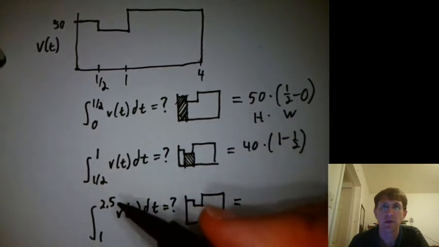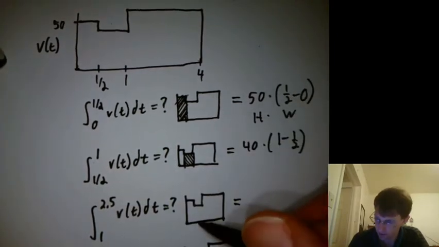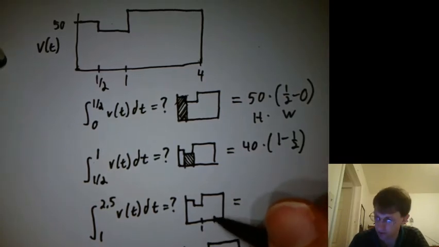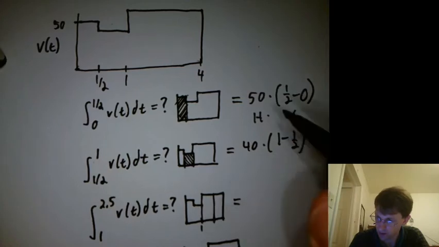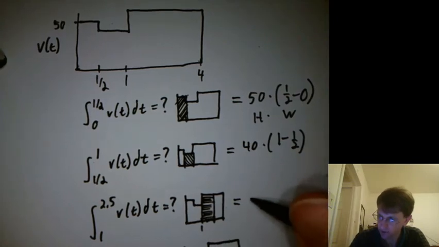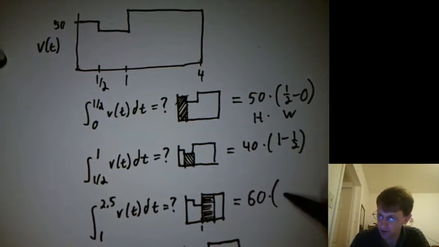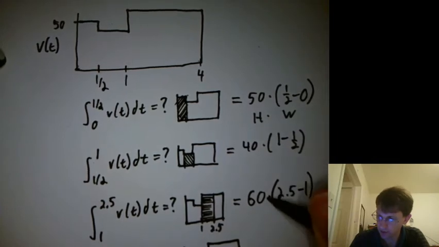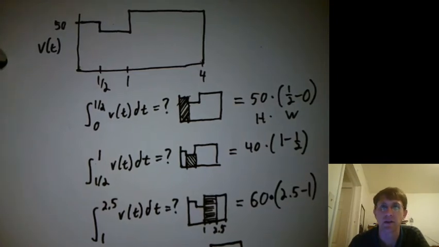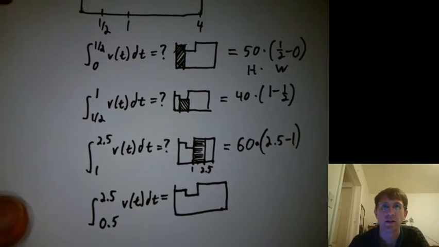How about the integral from 1 to 2.5? Well, here's 1, and 2.5 was somewhere in the middle here. And I'm going to crosshatch that maybe just horizontally. So that's a height of 60 and a width of what? 2.5 minus 1. Isn't this almost feeling like tangent line formula stuff? Something times x value minus other x value? That's kind of interesting.